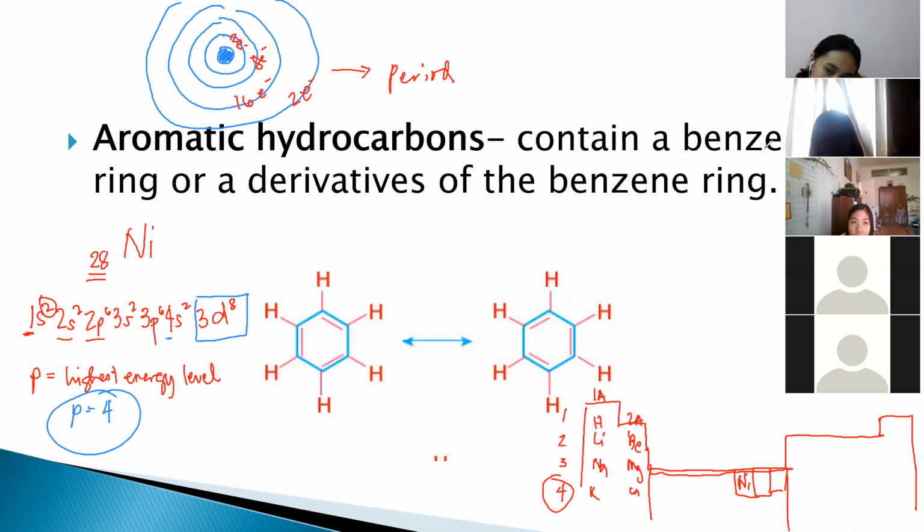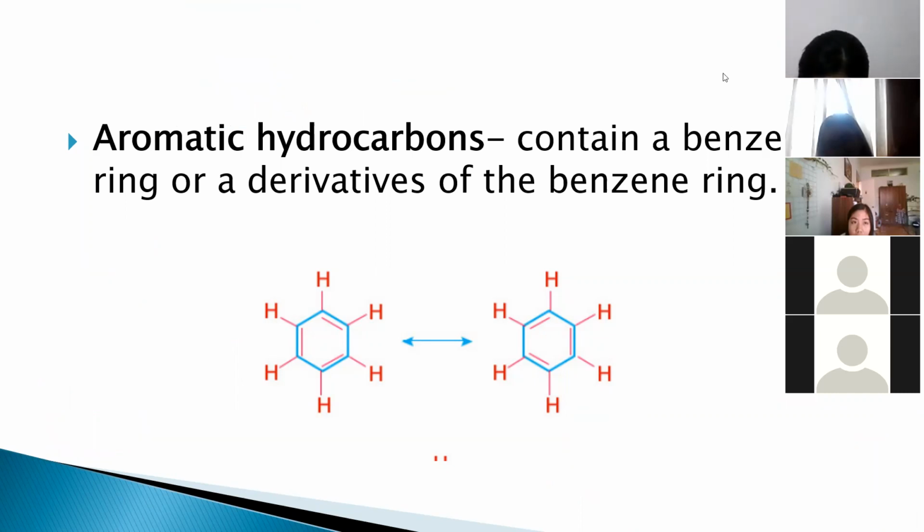So class, when you are confused while answering questions on quantum numbers, and you are unsure whether 4 is really the answer, go back to the periodic table. The principal quantum number will be the period of that element. The period the element belongs to is its principal quantum number. Okay? Thank you, ma'am. Okay, sige.